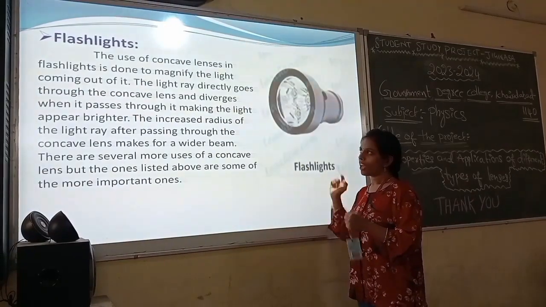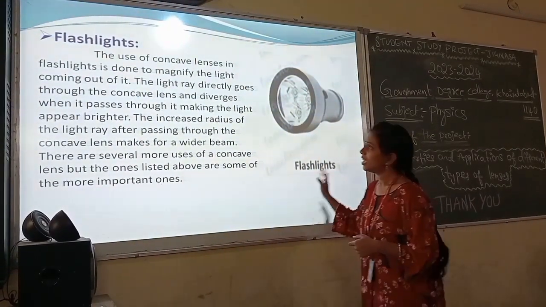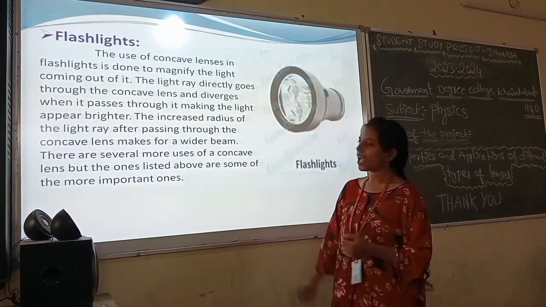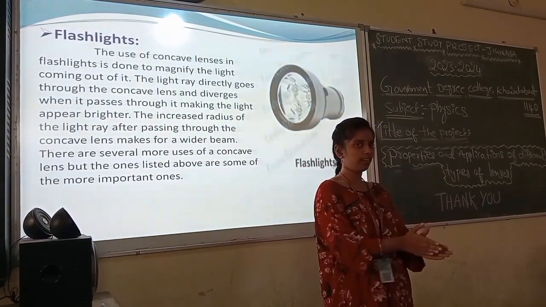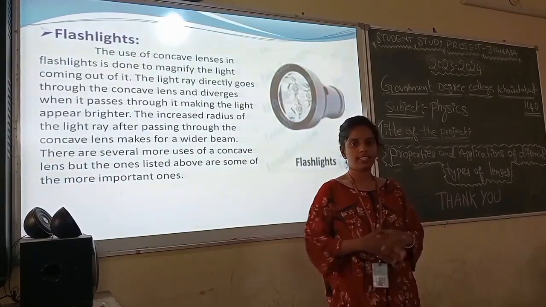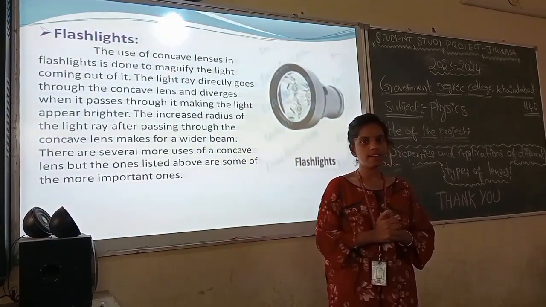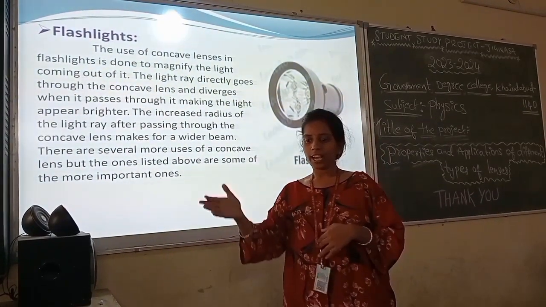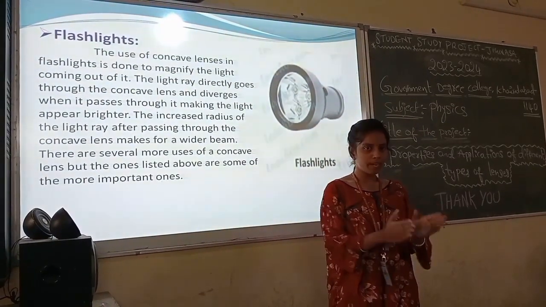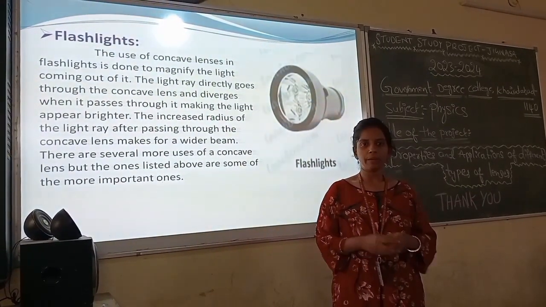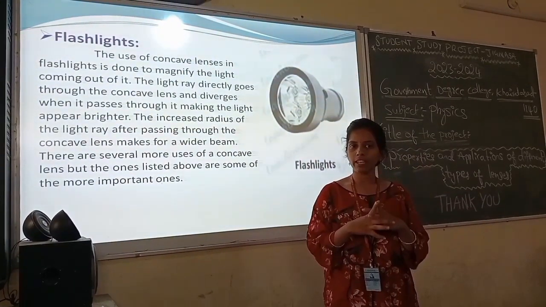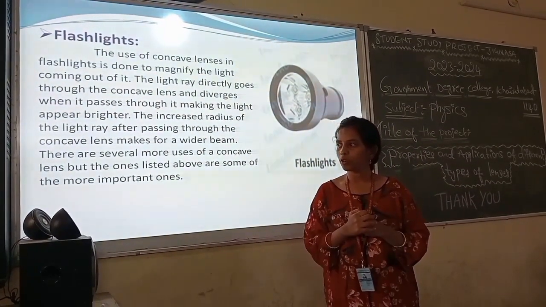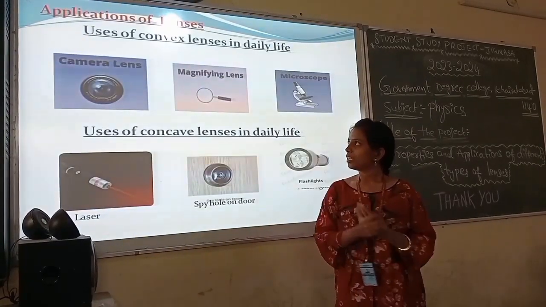The second one is the flashlight. The use of a concave lens in the flashlight is to spread the light coming out of it. The light ray directly passes through the concave lens, then it diverges after passing through it. The increased radius of the light ray after passing through the concave lens makes sure of a wider beam. There are several more uses of concave lenses, but we discussed the most important ones.